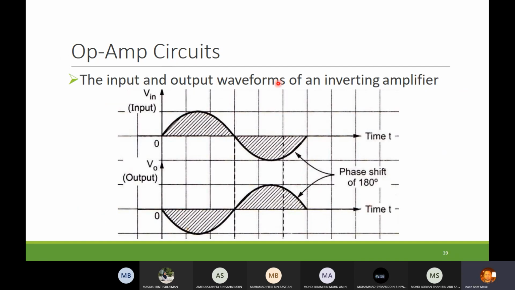So this is the input and output waveform of an inverting amplifier. We will have different phase of signal. When the input is positive, the output is negative, and when the input is negative, the output becomes positive. The value of the voltage differs. This is just to show the shape of the waveform.